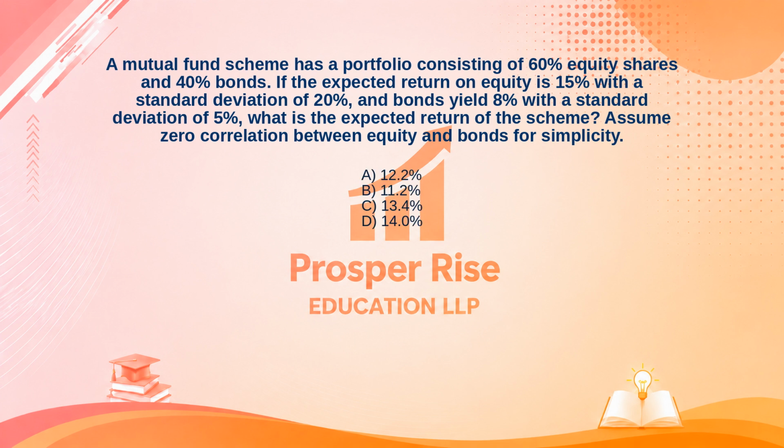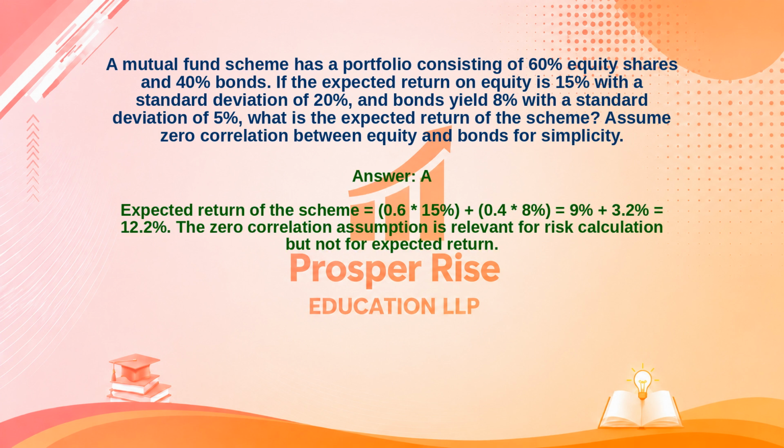Here are your options. A. 12.2%. B. 11.2%. C. 13.4%. Or D. 14.0%. Take a moment to pause the video and decide. The correct answer is option A. Let's see why.